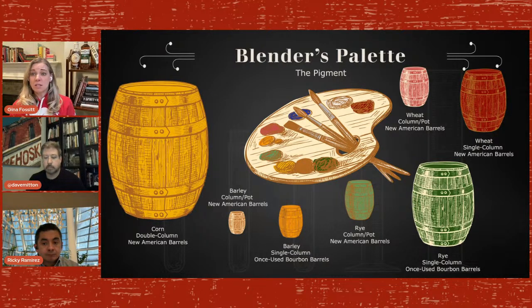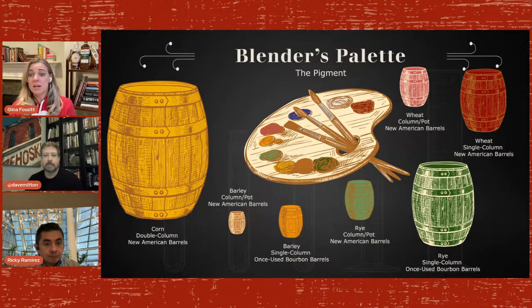So this blend, you can see, is primarily corn. It's double column distilled, so it's a very light style, but it's aged in brand new American barrels. So you are going to get a lot of wood influence on that whiskey in particular.